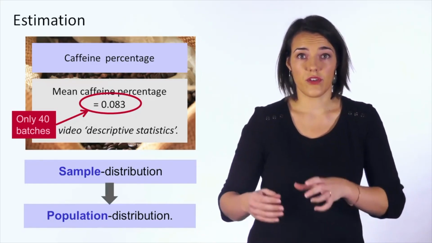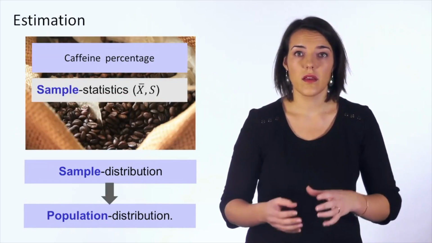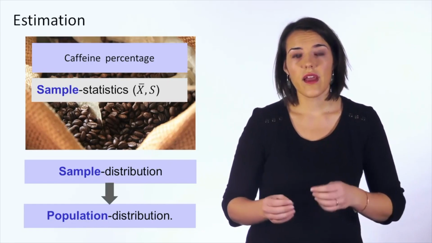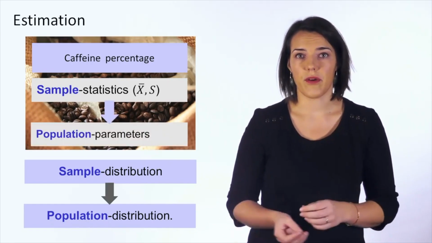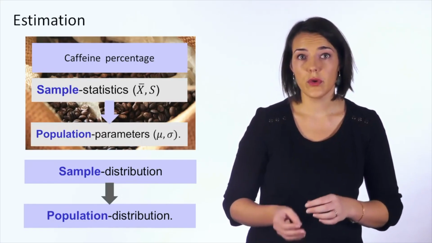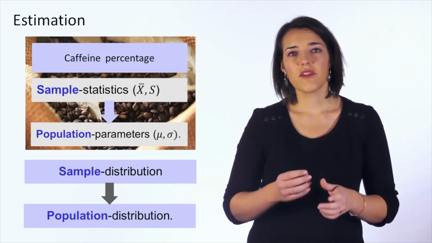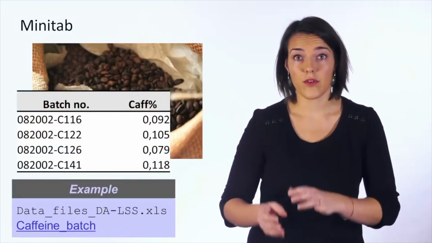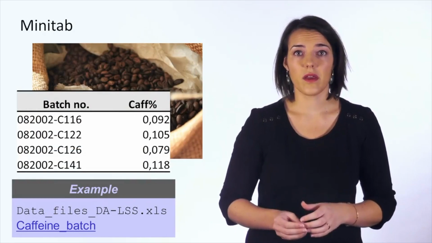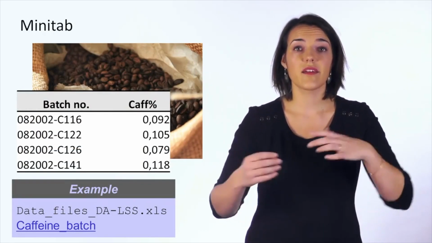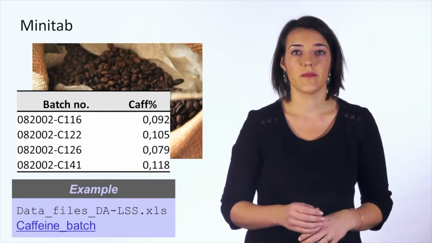Basically, we use our sample statistics like the mean, the x with the bar, and the standard deviation, the s, to estimate our population parameters. And these are then often denoted by the Greek letters mu and sigma. To explain this in more detail, I first want to analyze the sample of caffeine percentages in Minitab, before we are going to generalize the sample statistics to the entire population of produced coffee.